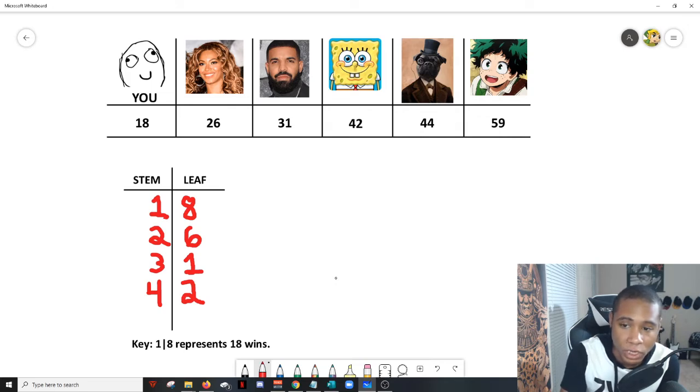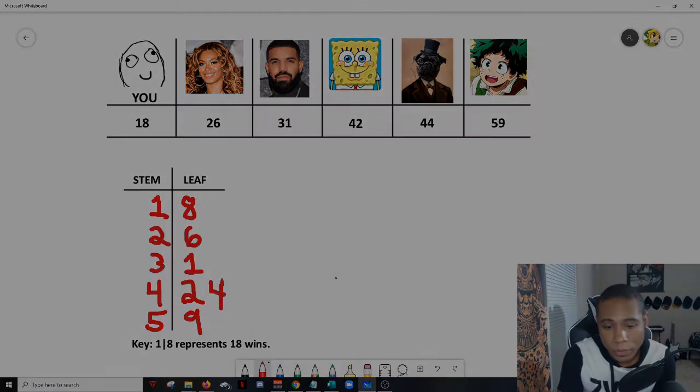However, because this is 44, I will put a 4 on the leaf side. So it's important that I understand that 4 and 2 is 42 for this friend, and 4 and 4 is 44 for that friend. And finally we have 5 and 9 for our last friend.